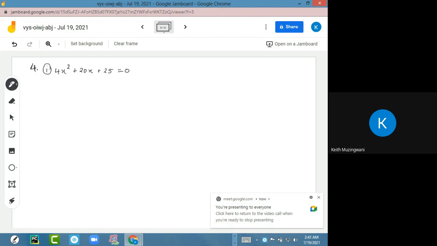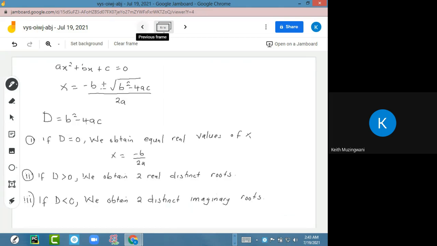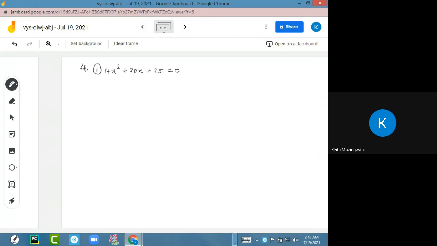When they say without solving, we don't mean don't write anything, no. The question says, without knowing the actual roots, can you tell the nature? Now, what tells us the nature is the discriminant. Because if it is 0, then you get equal real roots. If it is greater than 0, you get 2 real distinct roots. If it's less than 0, you get complex roots, imaginary roots.